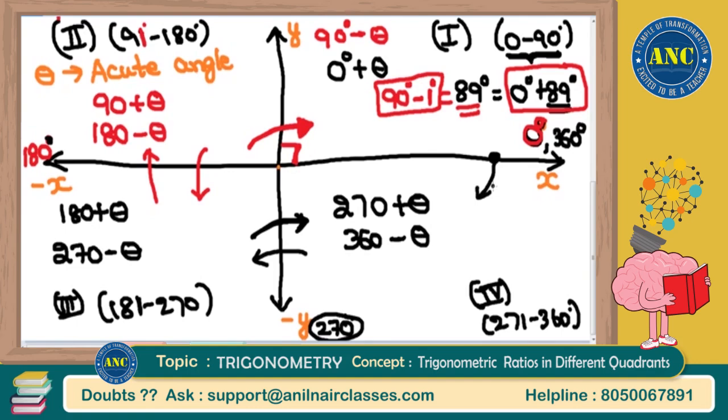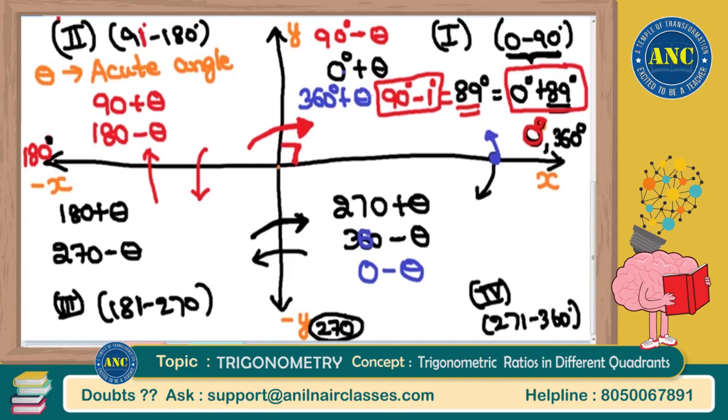Or can I also say it like this, sir? 360 degrees is absolutely the same as 0 degrees. So 360 minus theta can also be said as 0 minus theta. That means for the fourth quadrant there are 3 ways of representing. In fact, after this 360 degrees, if I want to come to my first quadrant, I add something. So 360 plus something will give me the equivalent of 0 plus something. 0 plus theta can also be written in the first quadrant as 360 plus theta.